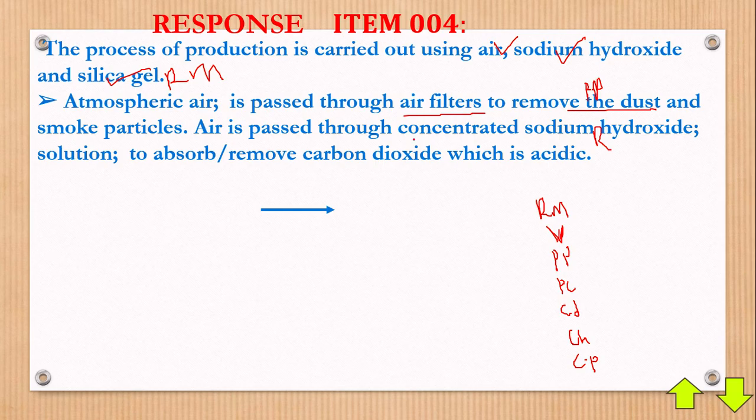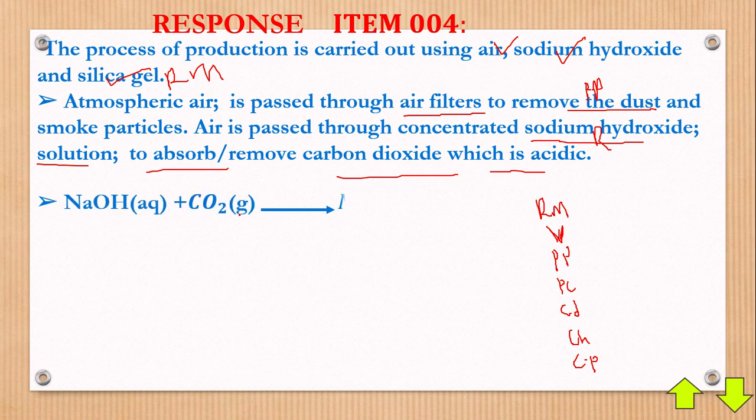Air is passed through concentrated sodium hydroxide solution to absorb or remove carbon dioxide, which is acidic. I've already clarified on that. Let's give an equation of how that carbon dioxide is removed using sodium hydroxide solution. We shall be getting the equation soon. So that's our equation, and that gives us sodium carbonate and water finally.